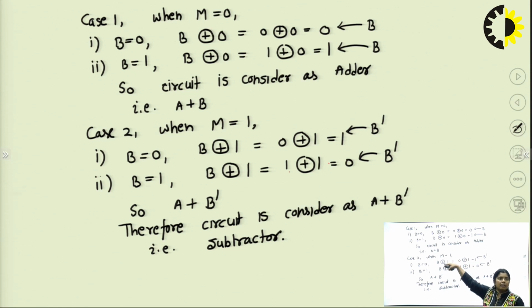It means we are actually using B complement. So in this case, if I take the carry input C as 1, then this particular circuit is considered as a subtractor.